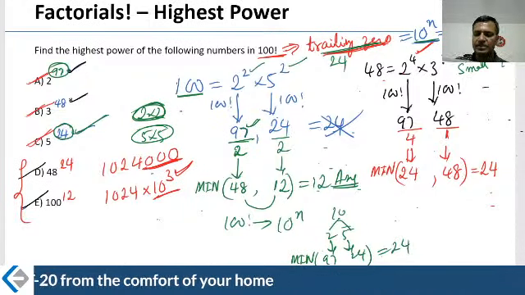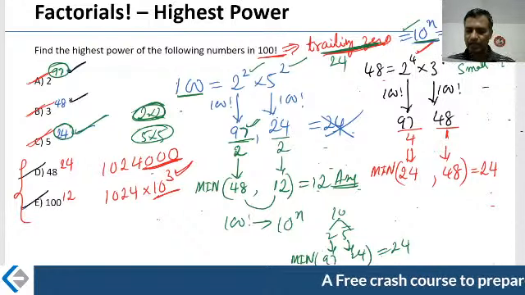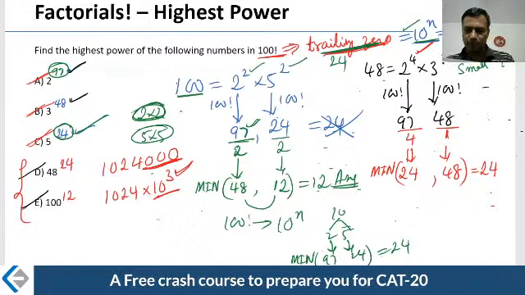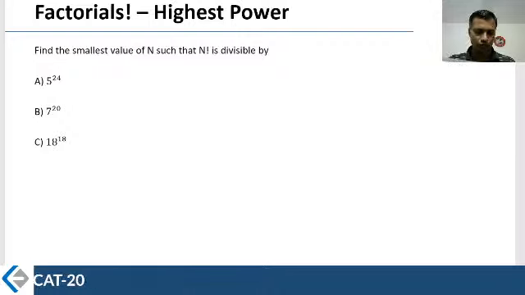Just remember, a trailing zero is nothing but the highest power of 10. The highest power of 10 is nothing but the highest power of 5 itself, because the number of 2s in a given number would anyway be larger than the number of 5s. Trailing zeros is something you've got to keep in mind.